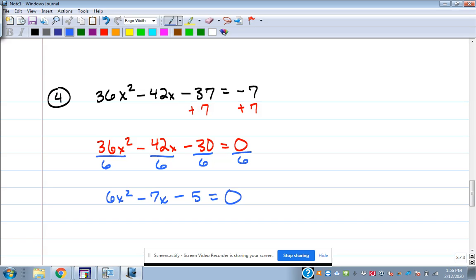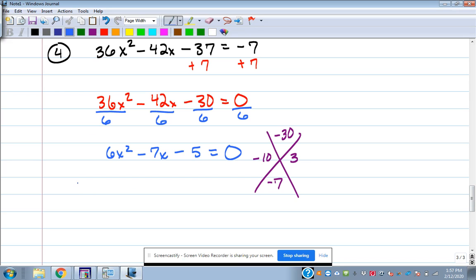I get a nice little quadratic left over. Trinomial, so I'm going to do the X thing. What goes up top? Negative 30. And negative 7 goes on the bottom. What multiplies to be negative 30 and adds to be negative 7? Good job. Can I take my shortcut? Unfortunately not. So I'm just going to rewrite it.